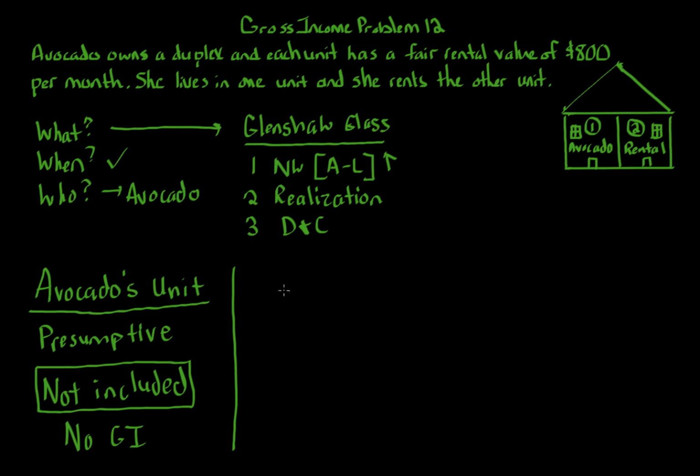But what about the rental unit, unit number 2? The rental unit, Avocado is getting rent, and Avocado is renting it for $800. So this is unit number 2. So we go through our analysis. At the beginning of the year, did Avocado have the rent payments?